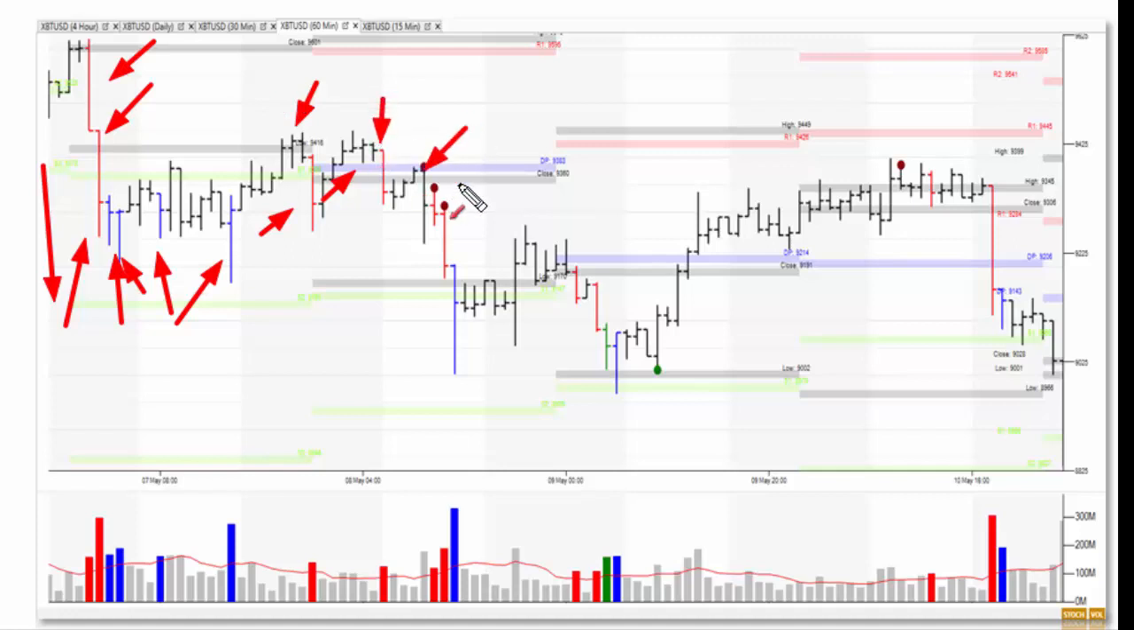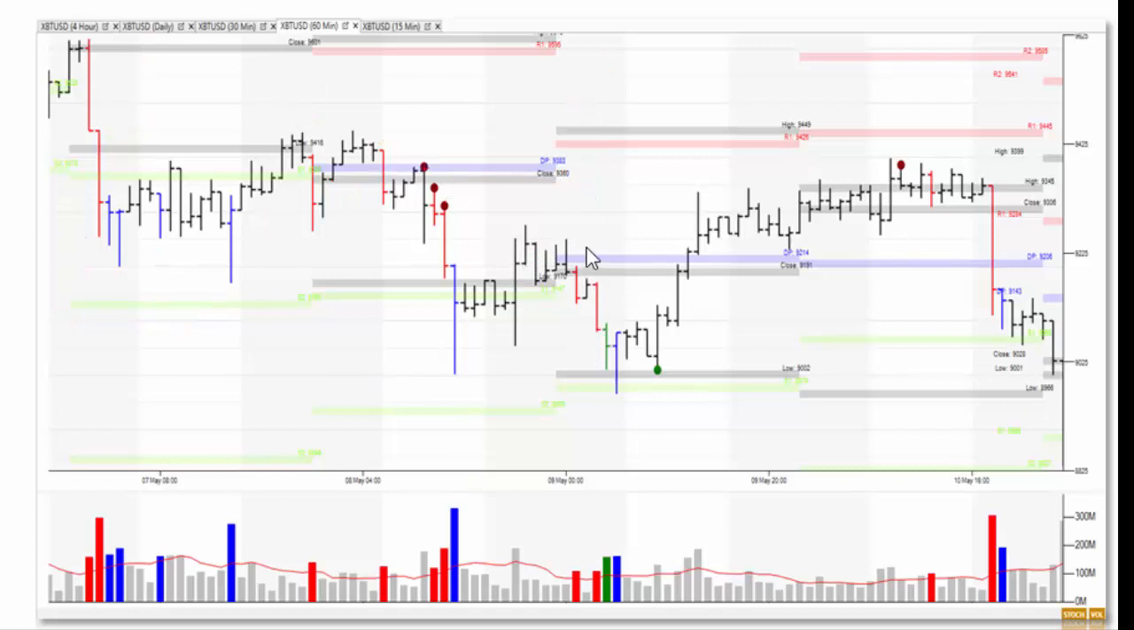We then see the selling coming through again, we're back through the DP, and then we get the buying at the support one. Very high volume test bar. And in this example again, the market's still bearish because we're below the DP level. We see the selling coming in at the DP level at the start of the next session.